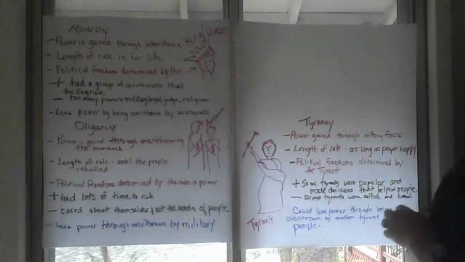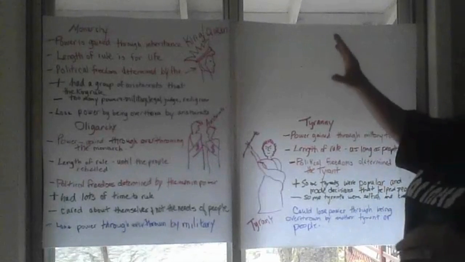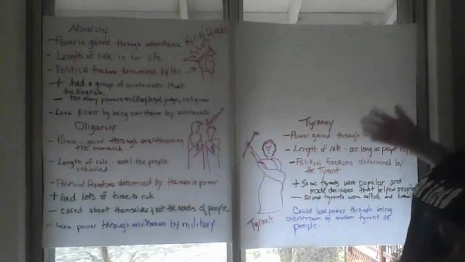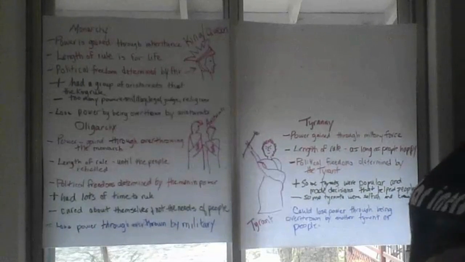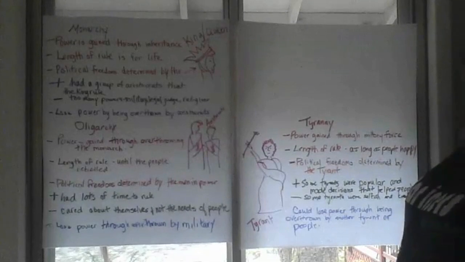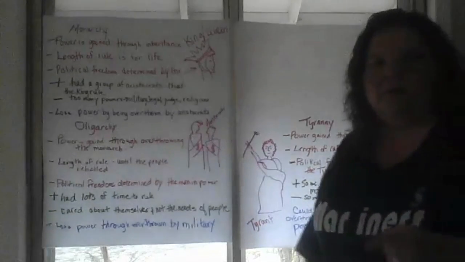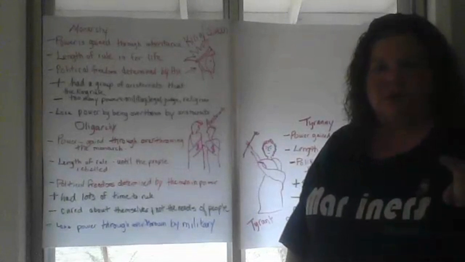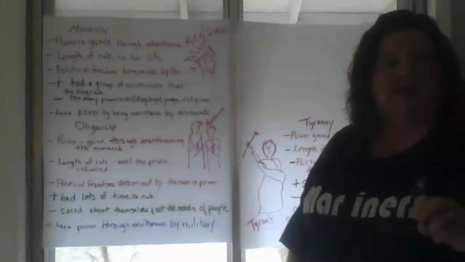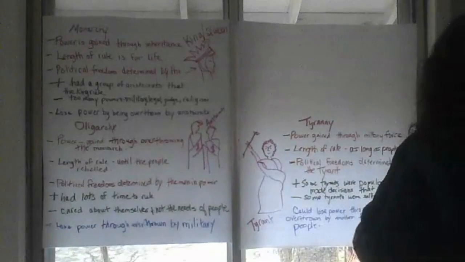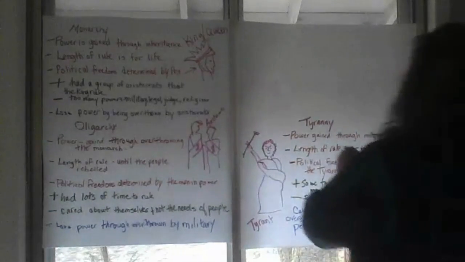So at this point, Greece was really worried about what kind of government they really wanted. And eventually they came to the point where they wanted to try something where no one person was in power. No one person was in charge. No one person had all the power. And so they decided to create what we now call a democracy.